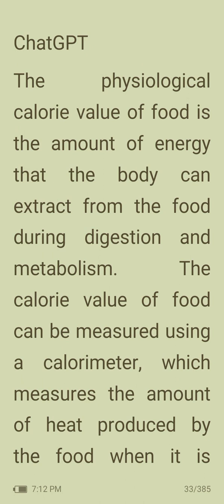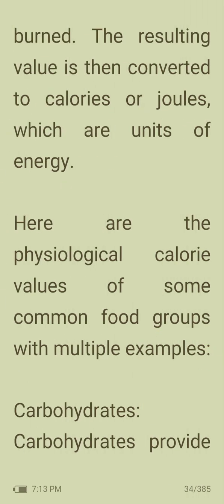The physiological calorie value of food is the amount of energy that the body can extract from the food during digestion and metabolism. The calorie value of food can be measured using a calorimeter, which measures the amount of heat produced by the food when it is burnt. The resulting value is then converted to calories or joules, which are units of energy. Here are the physiological calorie values of some common food groups with multiple examples.